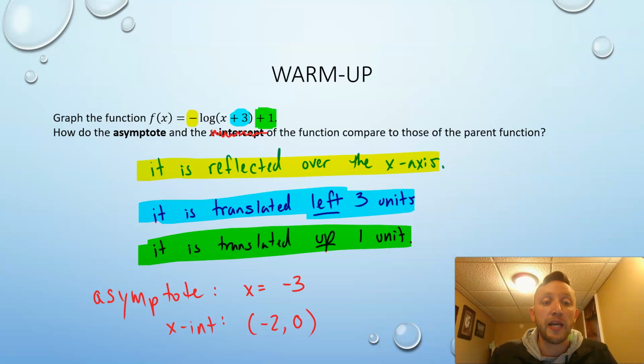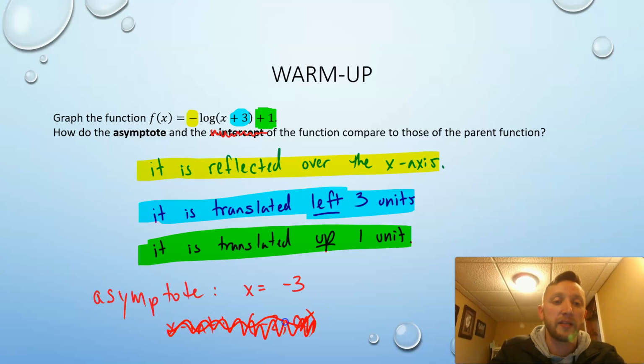So what does that mean for the asymptote? Oh, and by the way, again, we don't care about the x-intercept there, so don't worry about that because it's not negative 2, 0. But the asymptote would be at x equals negative 3 because the graph is moved to the left 3 units. So that means everything moves to the left 3 units. So the vertical asymptote that would have been at x equals 0 would now be at x equals negative 3. So hopefully you got those different pieces there in that warm-up.